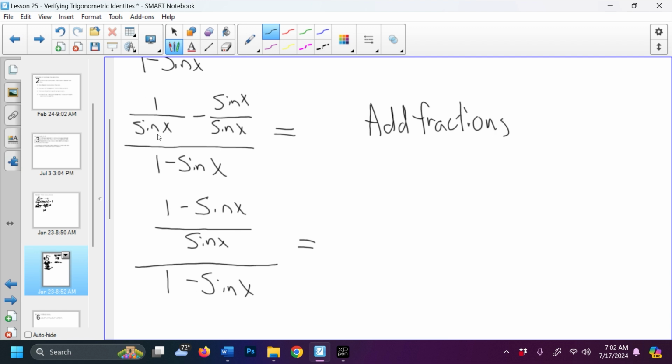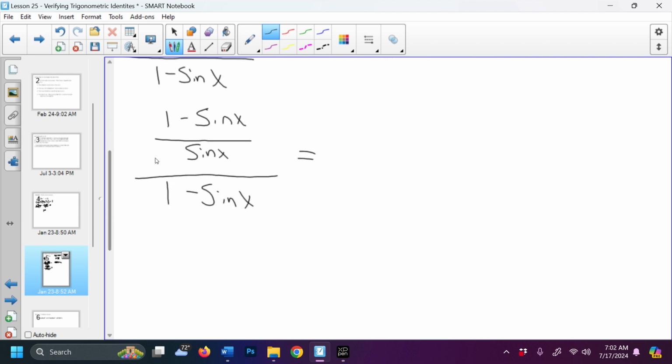Since these two fractions have common denominators, I can condense them into a single fraction. Now, when I look at this expression here, I have 1 minus sine x and then another 1 minus sine x. And again, I can change this into a fraction, and I'll put that all over 1. And so I have this fraction right here, 1 minus sine x over sine x.